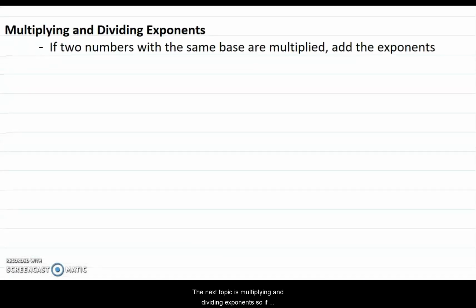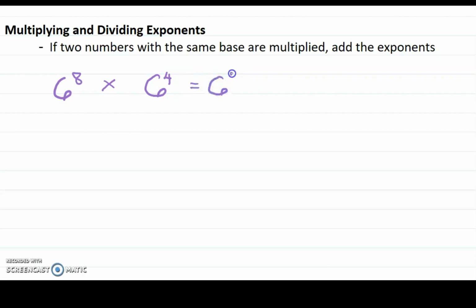The next topic is multiplying and dividing exponents. So if we're doing this scientific notation where we have all these exponents, it's important to kind of refresh your memory on how to multiply and divide exponents. So for example, if I have two numbers and they have the same base, so let's say I have 6 raised to the power of 8, and then I have 6 raised to the power of 4, and I'm multiplying those numbers together. So 6 to the 8 times 6 to the 4, that would be 6 to the 12.